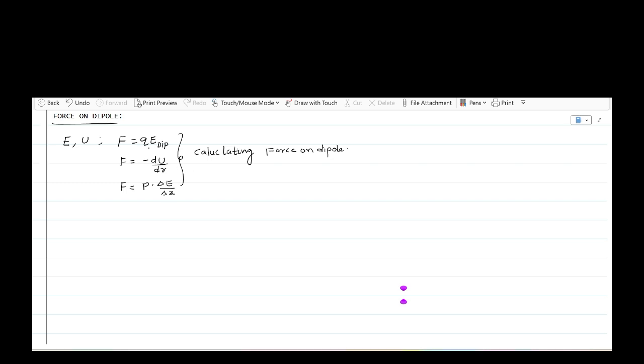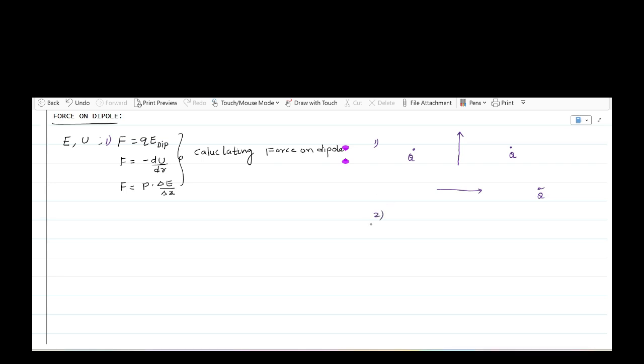So Q into E of the dipole is used in the case like this: here one dipole is there with dipole momentum P, and here one charge Q is there at some distance. So the force on the dipole by the charge, that will be used for one method. This is case one.